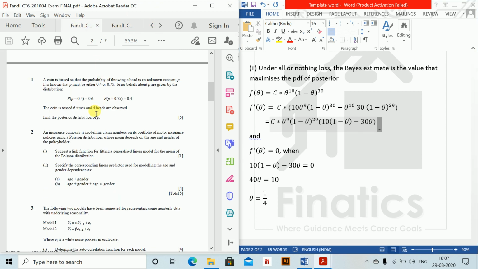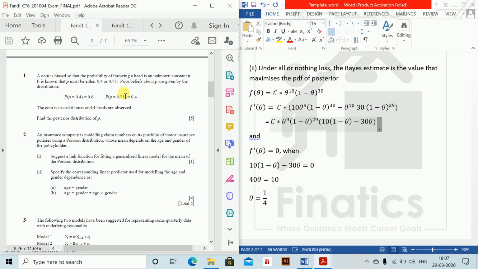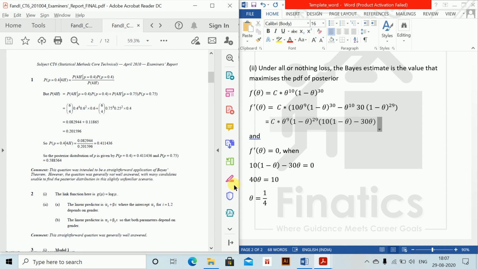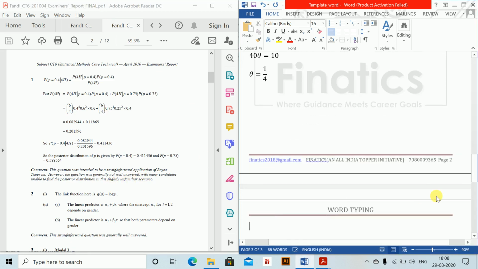Coming to the next question. A coin is biased so that the probability of drawing a head is an unknown constant p. It is known that p must be either 0.4 or 0.75. Prior beliefs about p are: probability of p equal to 0.4 is 0.6, and probability of p equal to 0.75 is 0.4. The coin is tossed 6 times and 4 heads are observed. Find the posterior probability distribution of p. So this is the first sum. Question 3.